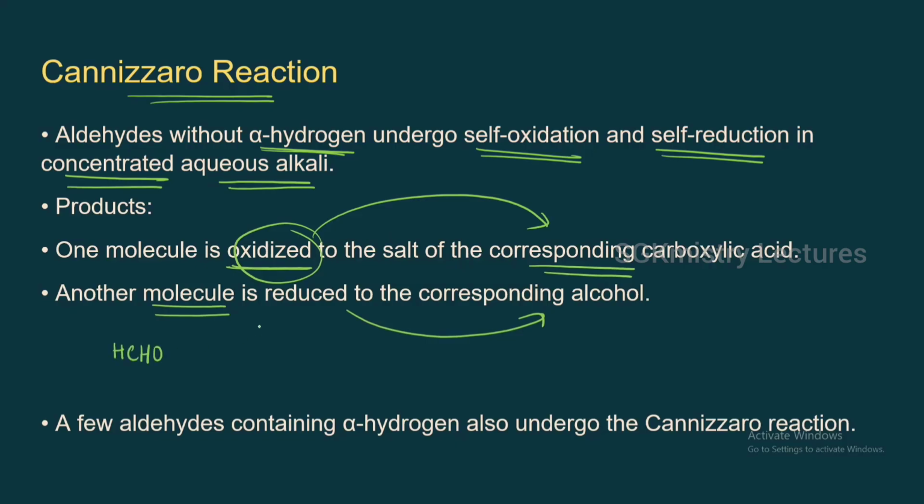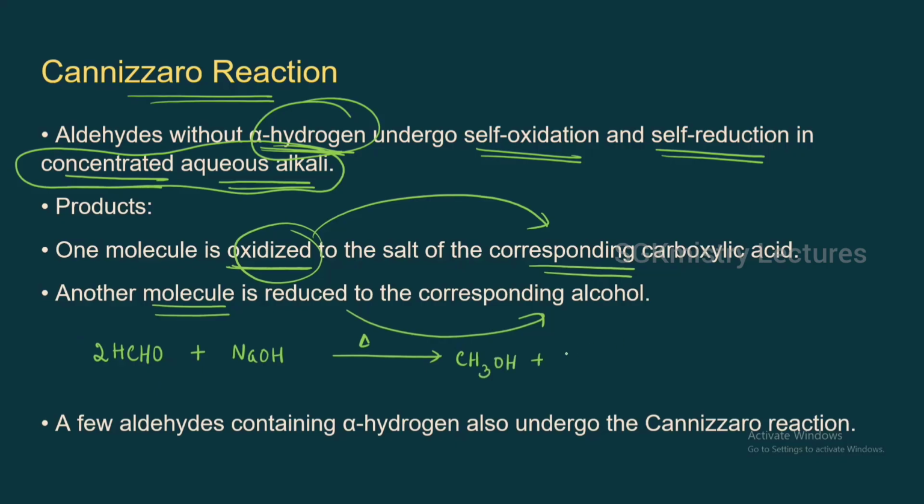So if I take formaldehyde, because here the main criterion is the alpha hydrogen should be absent. So let us take two molecules. So if I'm talking about the entire reaction as such, let me take 2 moles of HCHO, formaldehyde, in the presence of NaOH, because we are going to use the concentrated aqueous alkali. So you're going to heat it. So there will be reduction as well as oxidation. So because of which you're going to get an alcohol. Along with that, you're going to get the sodium salt of the carboxylic acid. So here I've used sodium hydroxide. So sodium salt of the carboxylic acid, so formic acid salt you're going to get. And the one more product is methanol.